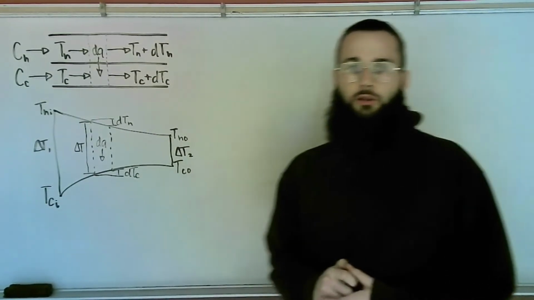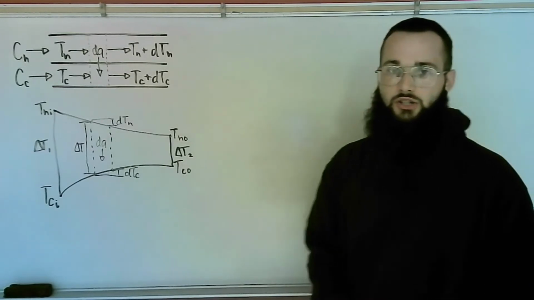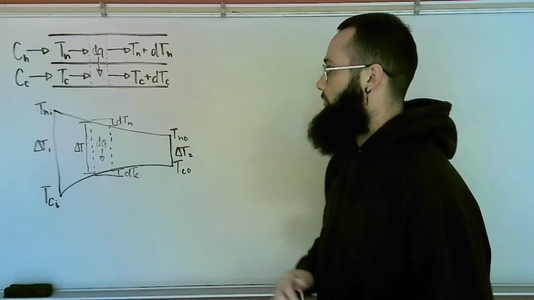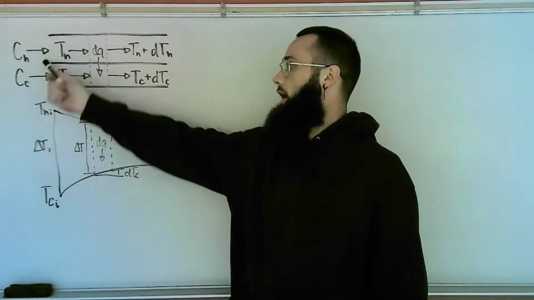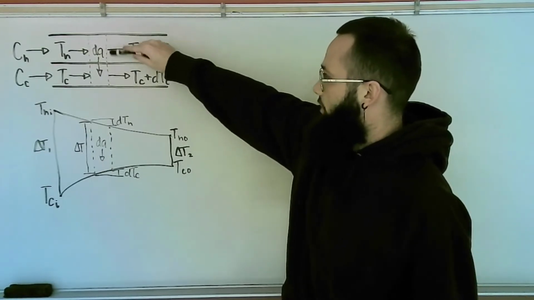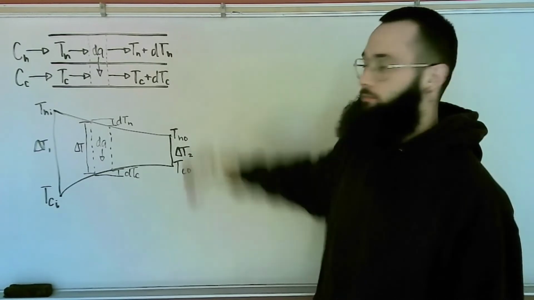So for our next topic, we're going to be looking at heat exchangers. This diagram up here is of a co-current heat exchanger, which basically means the two currents are going to be flowing in the same direction. So we have a hot current and a cold current, and there will be some heat transfer rate, dQ, as the hot stream will lose heat to the cold stream.